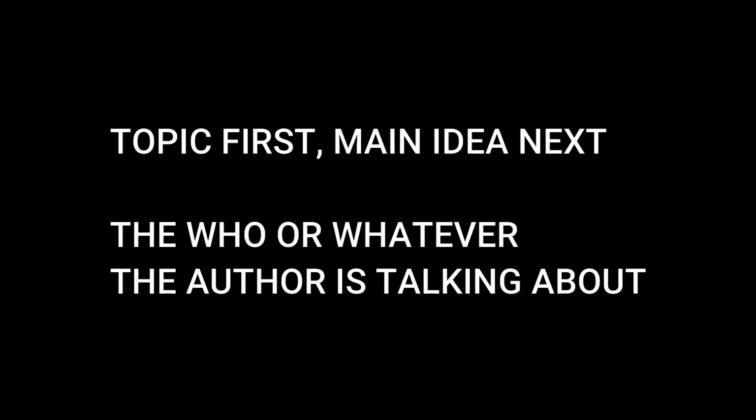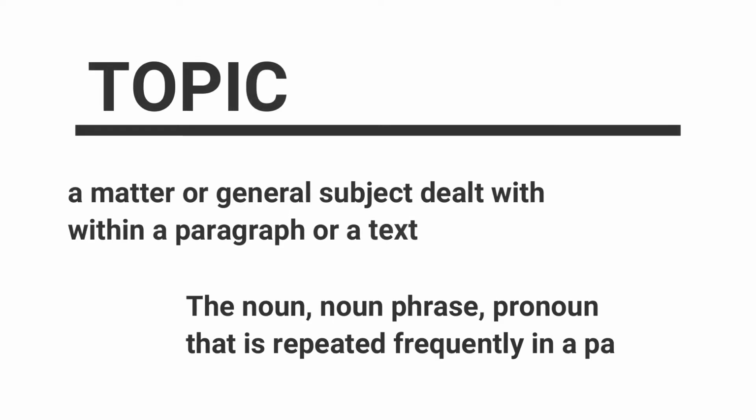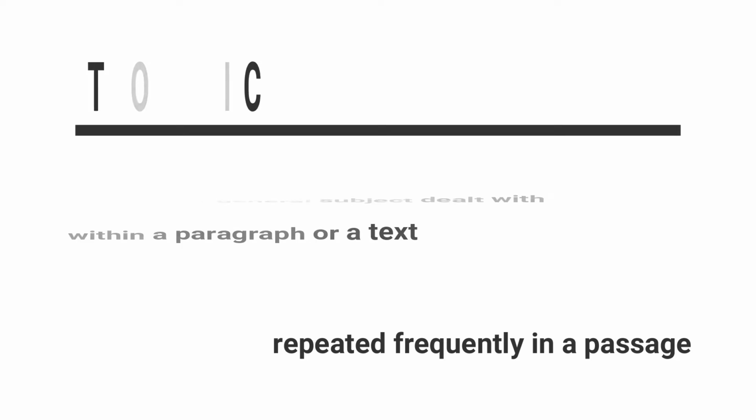Now, what is the topic? To understand a stated main idea, it is the first thing you have to find, and that will be the who or whatever the author is talking about. In other words, a topic is a matter or a general subject dealt with within a paragraph or a text. The topic will be a noun phrase, or the pronoun repeated over and over in the passage. We're going to take a look at an example here.